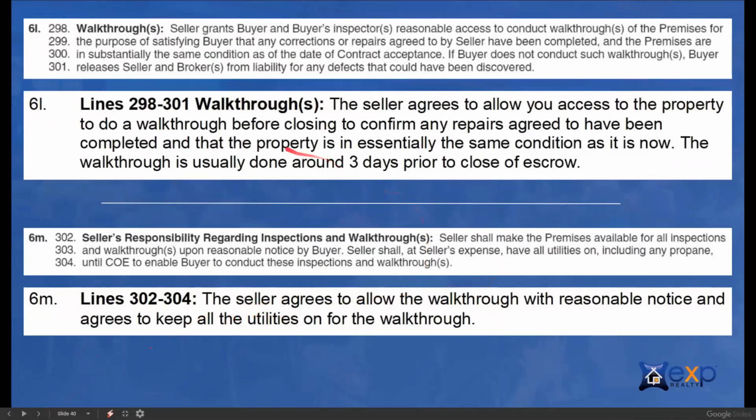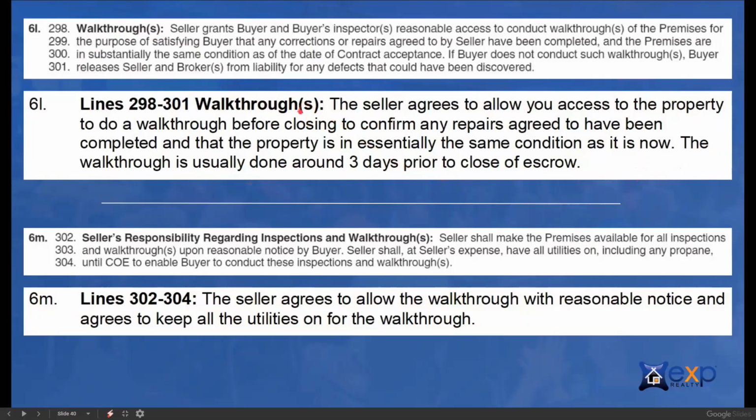Okay, 8 minutes left. All right, 6L, walkthroughs. Notice it's plural. The seller agrees to allow you access to the property to do a walkthrough before closing to confirm any repairs agreed to have been completed and that the property is in essentially the same condition as it is now. And I just add this, that the walkthrough is usually done around 3 days prior to close of escrow, just to let them know kind of what the timeline is on that.